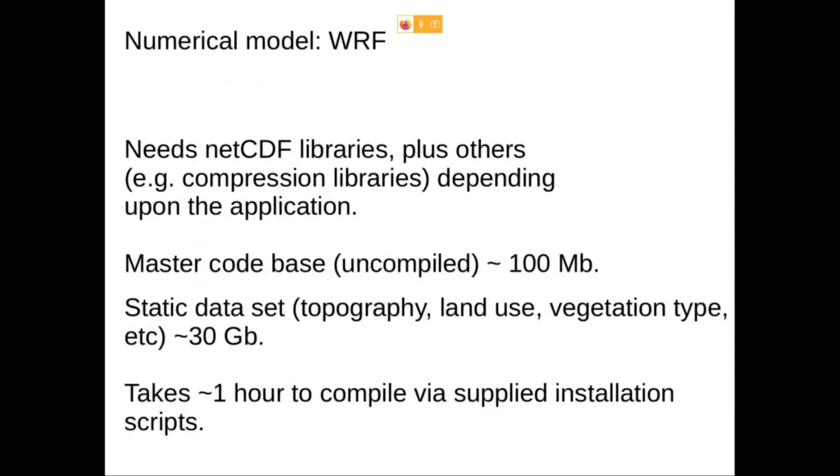And it's quite easy to get to run as well. The very basic thing, all you need, as long as you have the usual things you get in a Unix distribution, are netcdf libraries.